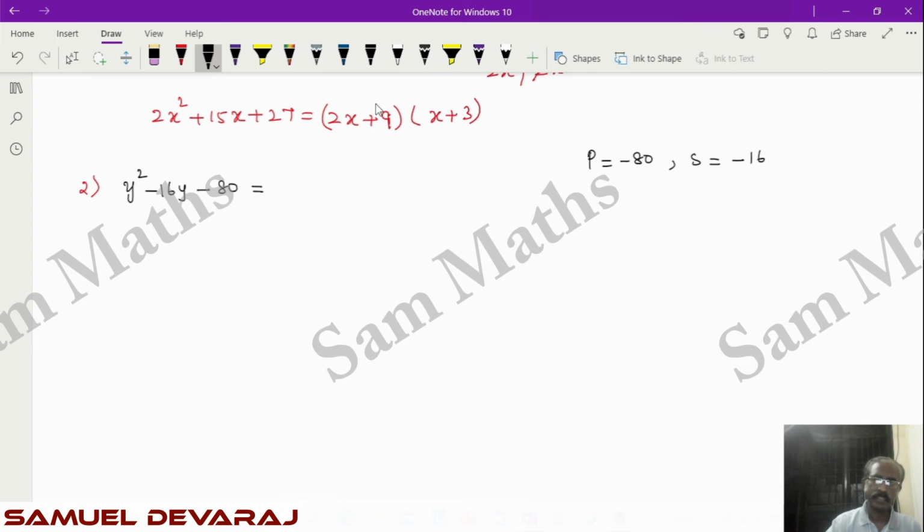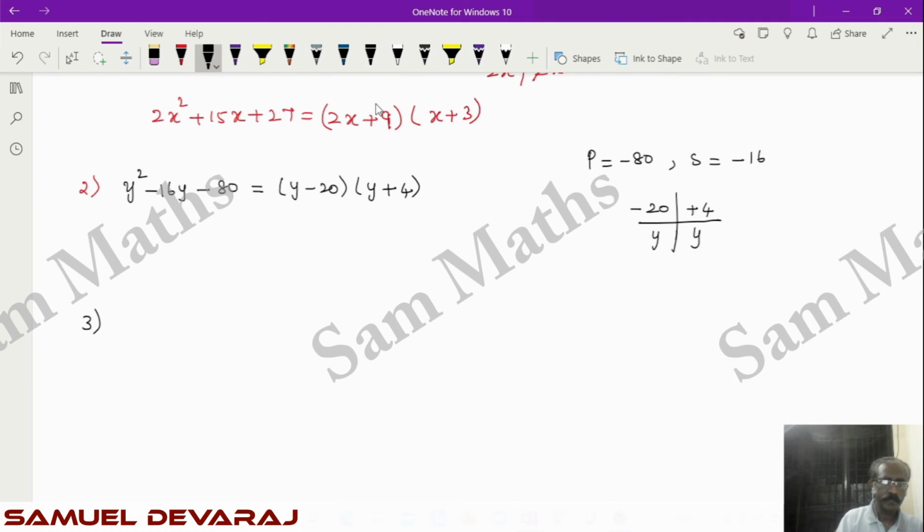So if the product is minus 80, it's very clear that one of the numbers must be negative. Okay. So you can guess the numbers minus 20 and plus 4. You add these two, you will be getting minus 16. The product is minus 80. In the first term, we have y square, so you write y. Therefore, it becomes y minus 20 into y plus 4. Clear, children?